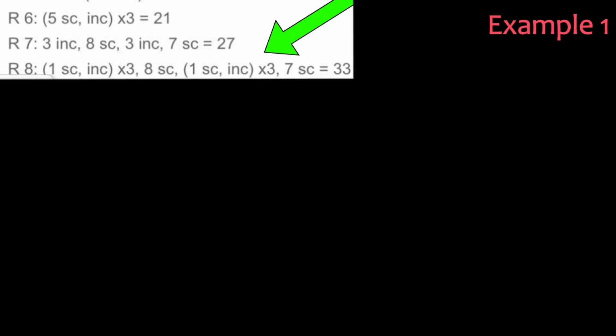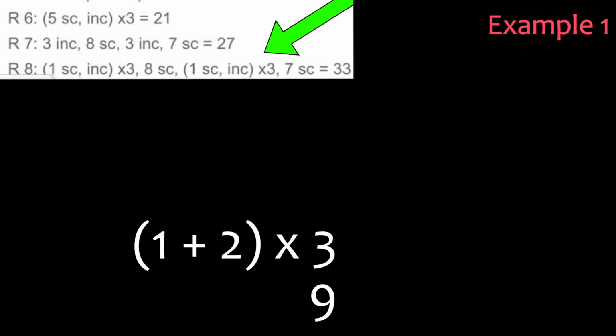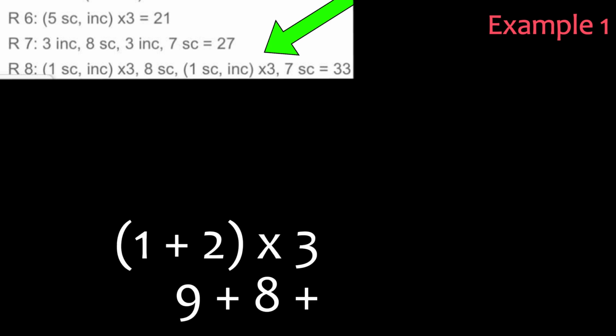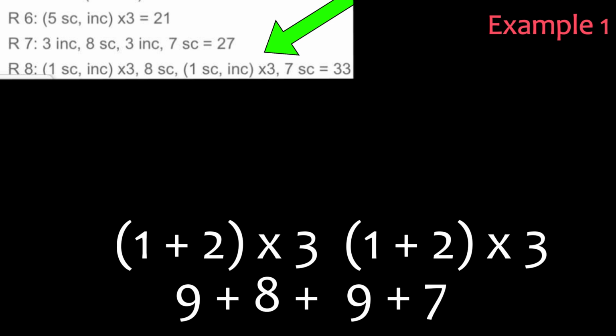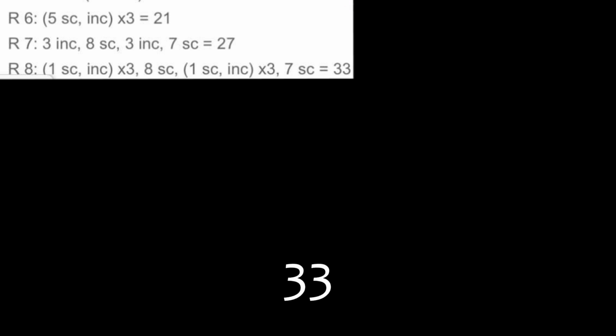So just to check row 8, we're going to do a single crochet and then an increase, so 2 single crochets, which makes 3, and we'll times that by 3, so that gives us 9 stitches. And then we're going to do 8 single crochets, and then again 1 single crochet and 2 single crochets for the increase, gives us 3, times 3 gives us 9, plus 7, and that gives us 33. So that pattern is correct.